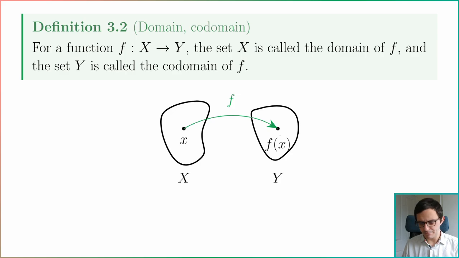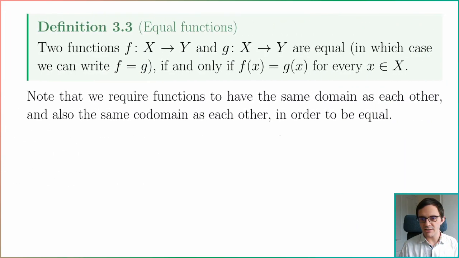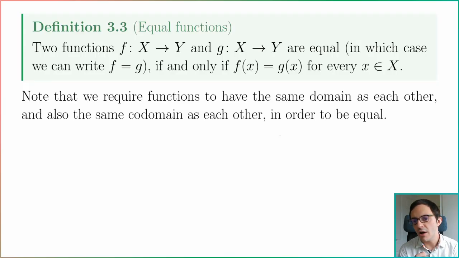Okay, we should probably look at some examples, but first let's note that functions are only considered equal if they have the same values, but also the same domain and the same codomain.